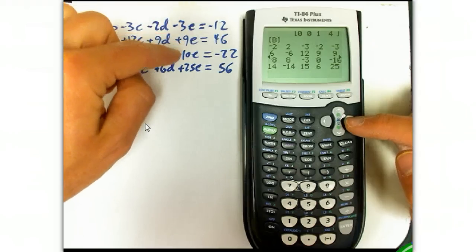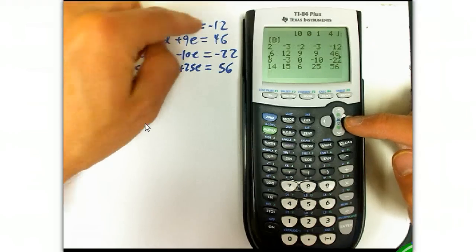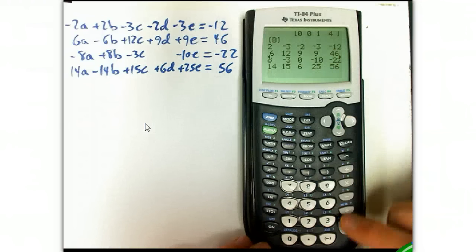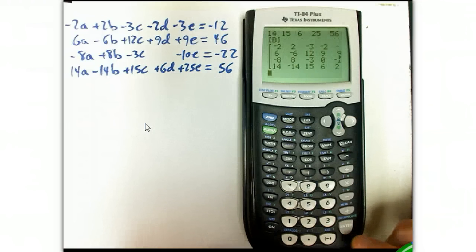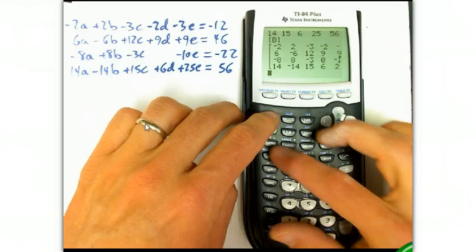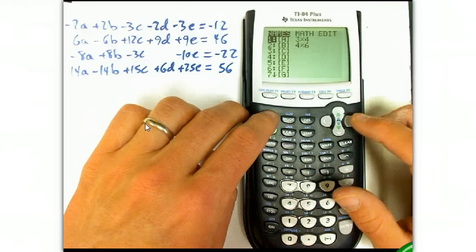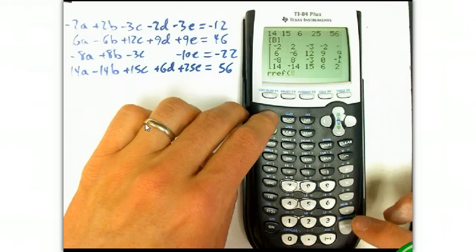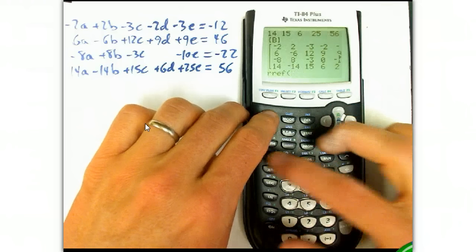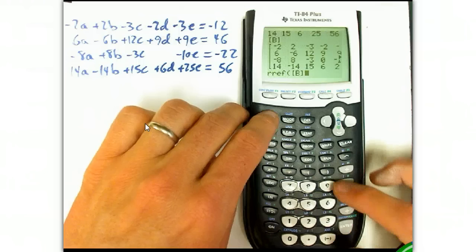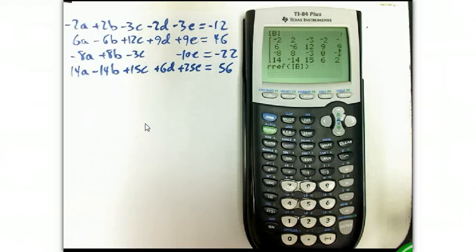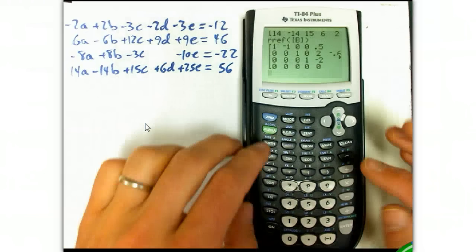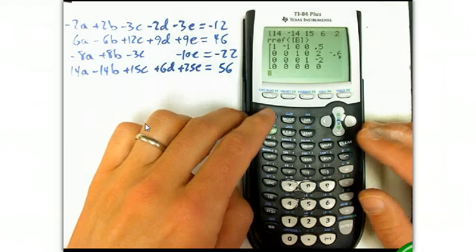-3, 9, -10, 25. -12, 46. Okay, so there's a matrix version of our system. There's B. Okay. Now, let's just RREF it. That's down here at B. And I guess I could do ants, because that was the last thing, but I'll just do B.